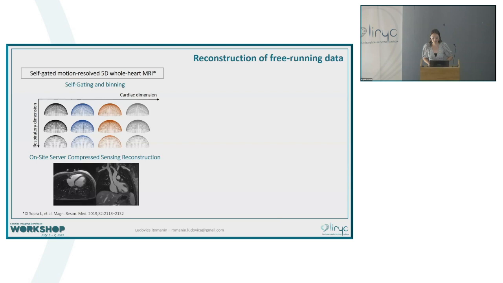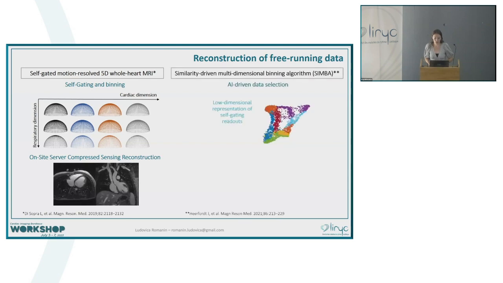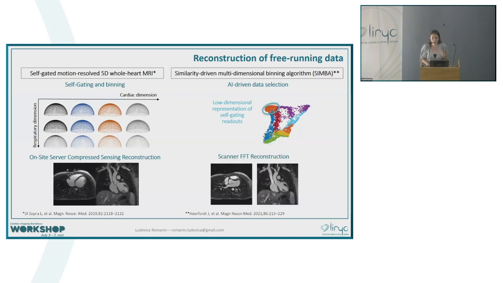Or you can have a faster reconstruction that is in line, and this basically takes the same self-gating readouts, but extracts similar motion consistent information in a data-driven way. And this is the SIMBA reconstruction. So then basically in less than a minute, you have an image at the scanner that gives you information about the whole cardiac anatomy before the offline functional information that you get from the free running 5D reconstruction.